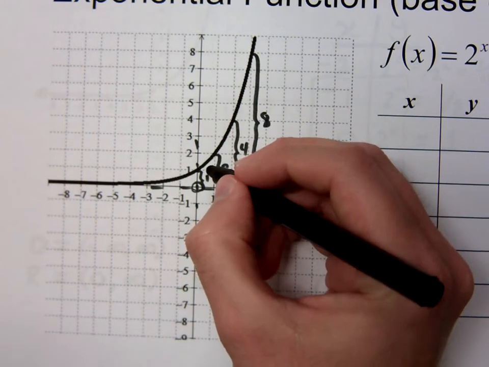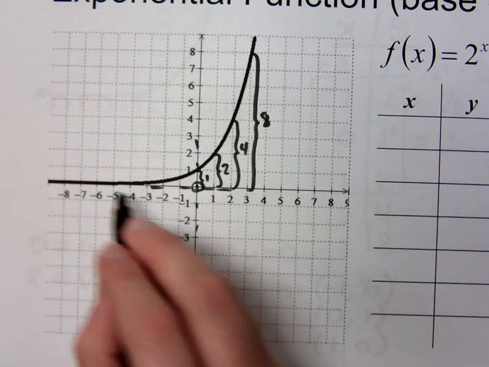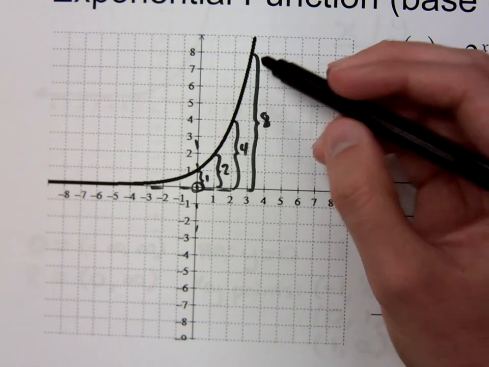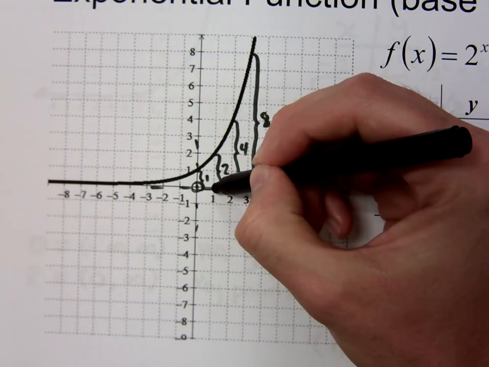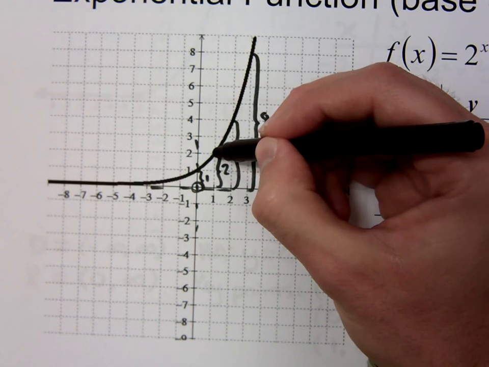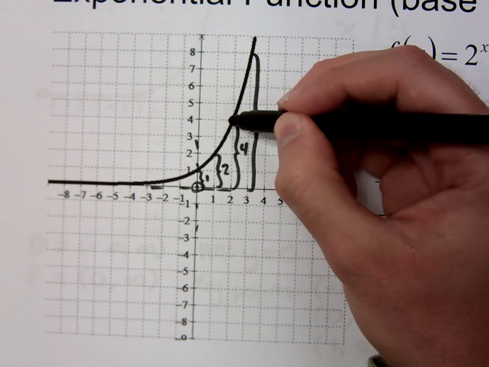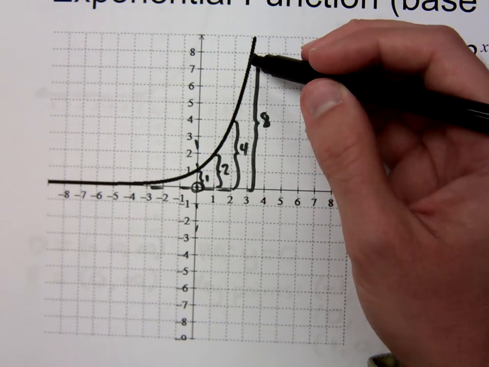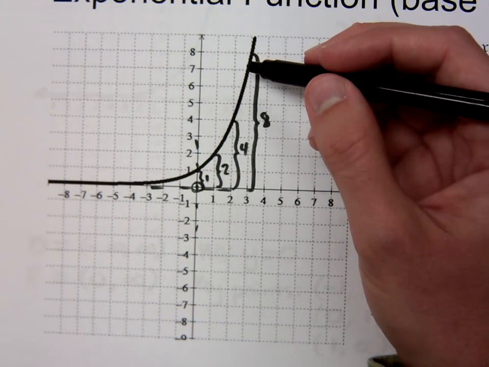So once you have your key point in place, and you've got your horizontal asymptote drawn, it's very easy to get the rest of these points. You go out 1 unit, and you double that to get 2. Go out another unit, double that, you get 4. Another unit, 4 times 2 is 8. And of course, if the base were something different, you'd multiply accordingly.